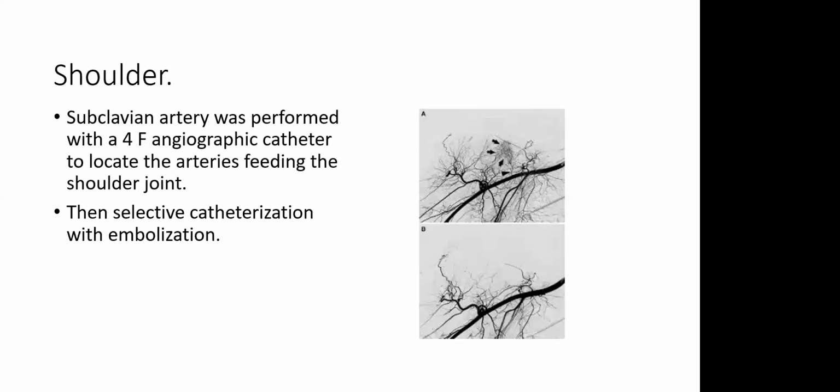The same can happen to the shoulder, where you go to the subclavian artery and then super select the arteries that feed the shoulder joint, and these can be catheterized. On angiographic examination, you can see the likely offending artery, and that can be closed off. Next.